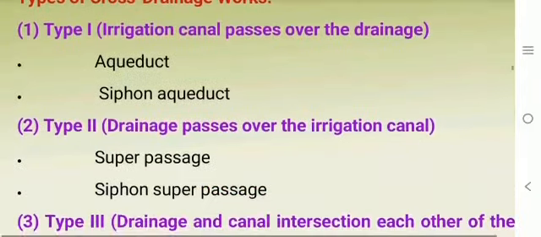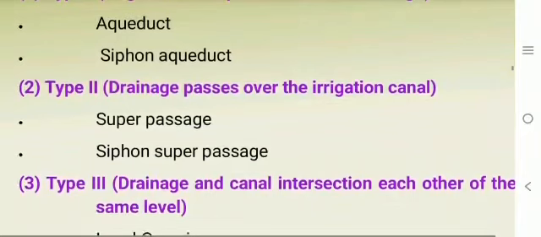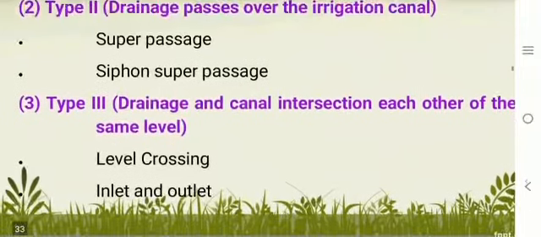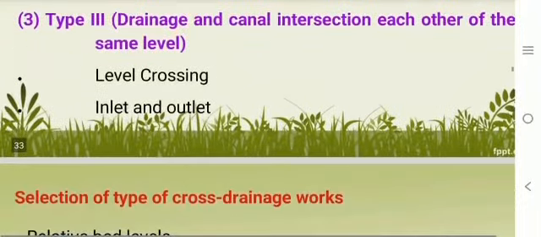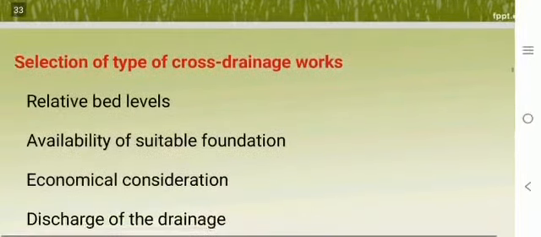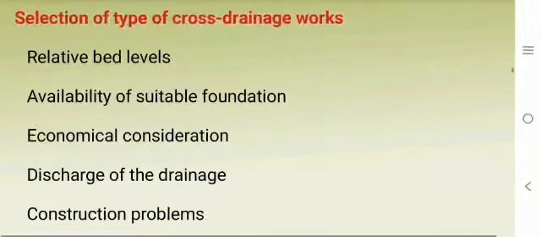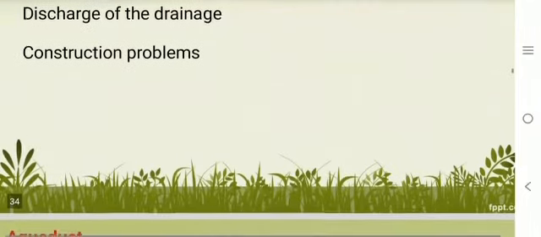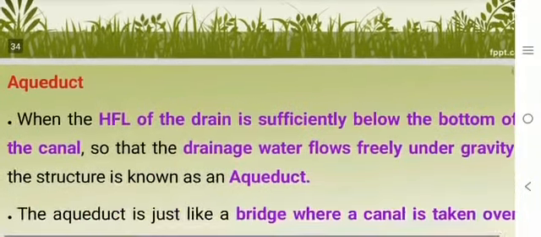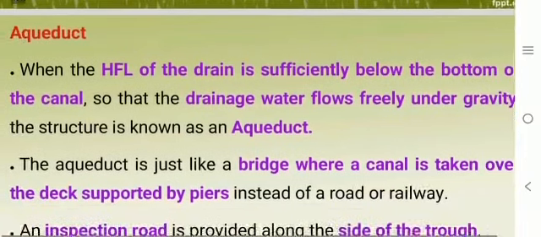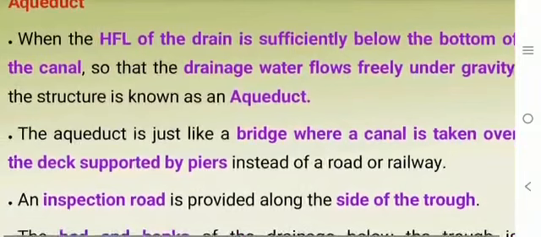Types of cross drainage works. There are three types. First, the irrigation canal passes over the drainage, that is aqueduct and siphon aqueduct. Type 2, the drainage passes over the irrigation canal, that is called super passage and siphon super passage. And type 3, the drainage and canal intersect each other at the same level, that is level crossing, with inlet and outlet. Selection of types of cross drainage works depends on relative bed levels and availability of suitable foundation, economic considerations, discharge of the drainage, and construction problems.